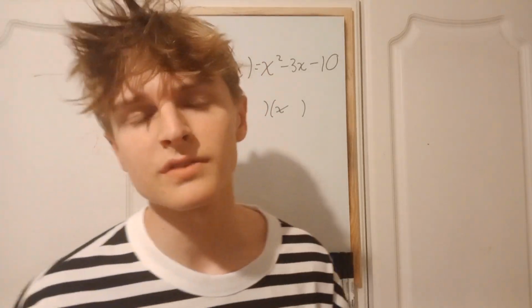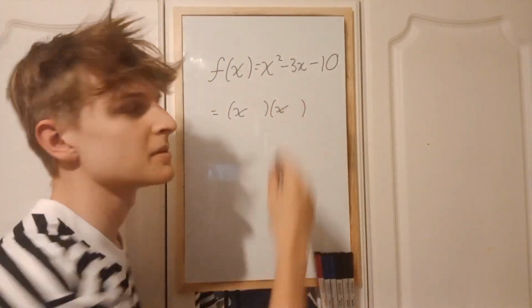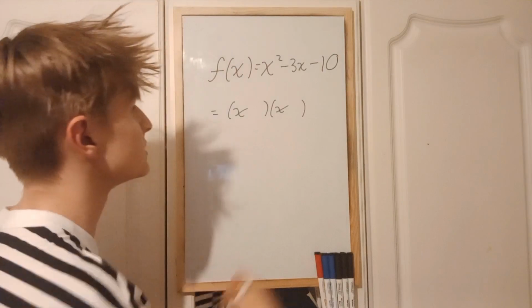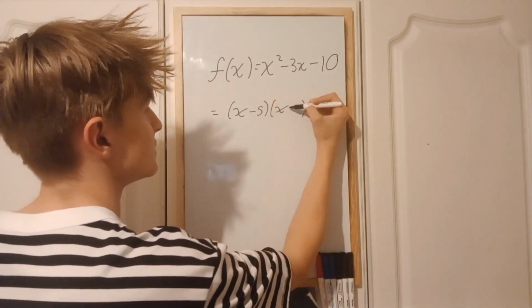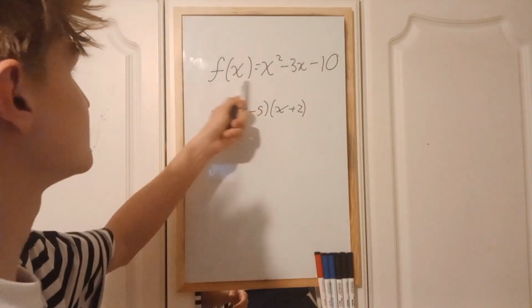Well, the only other option is 5 and 2. And if we have -5 and +2, those will indeed multiply to -10 and they'll sum to -3. So we know we need to put a -5 and a +2 in these linear factors. And there we've successfully rewritten this function.